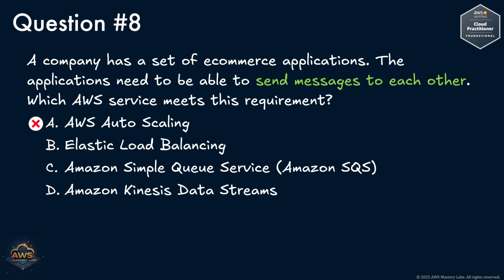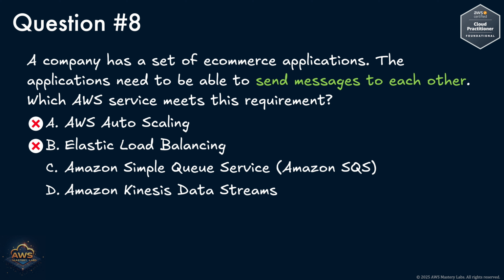Option A, AWS Autoscaling. Autoscaling is designed to dynamically adjust the number of compute resources, like EC2 instances or containers, based on demand. It helps reduce costs and maintain performance. But it has nothing to do with inter-application communication. It won't help your apps send or receive messages. Incorrect, because it is focused on scaling compute resources, not message passing.